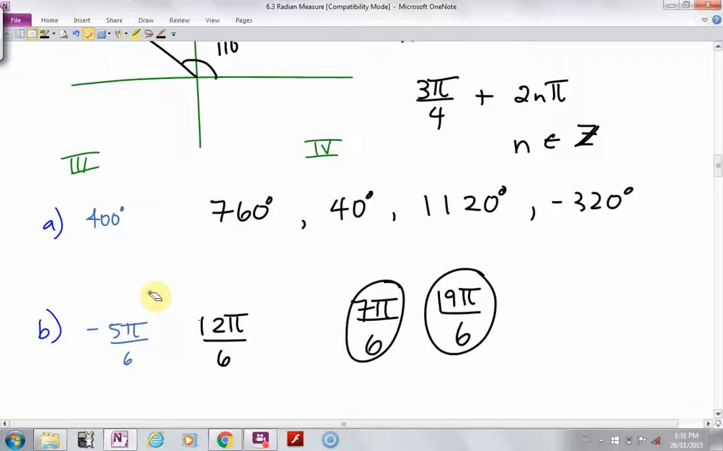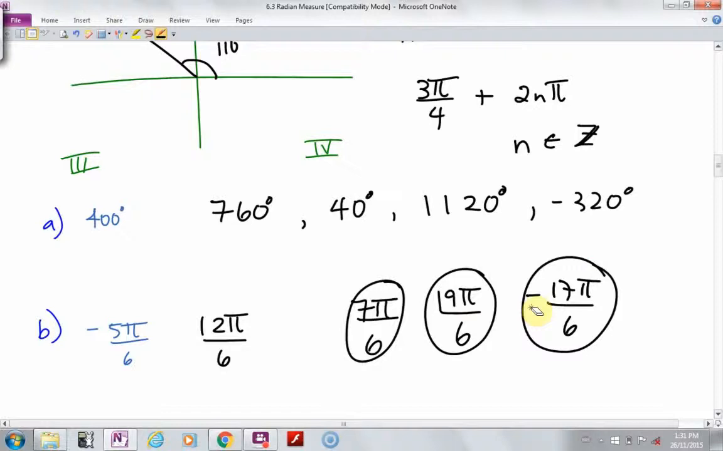Or we can subtract 12 pi by 6. So what's negative 5 pi by 6, subtract 12 pi by 6, Yoshi? Negative 5 pi by 6, subtract 12 pi by 6. Negative 17 pi by 6.